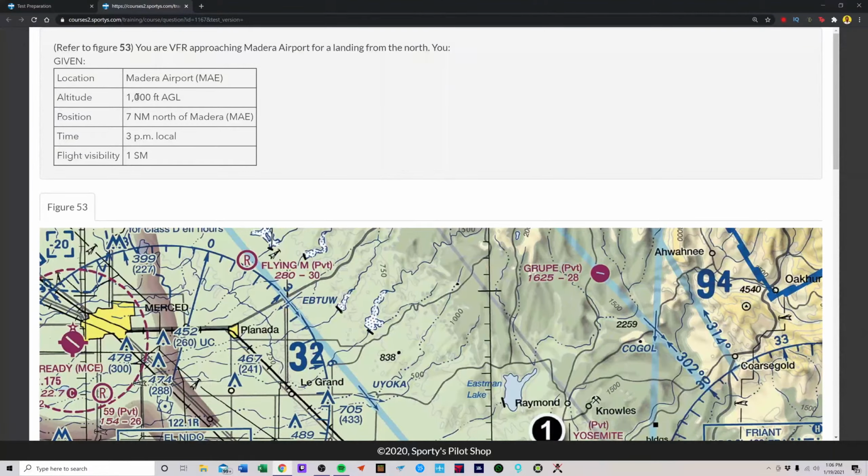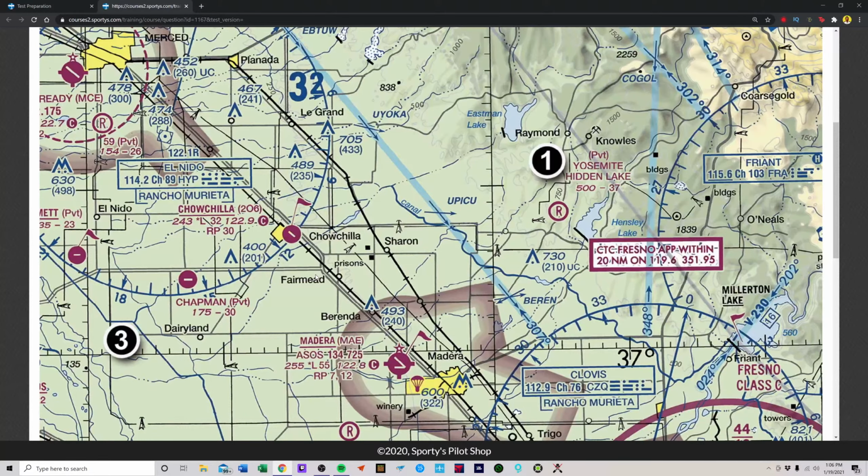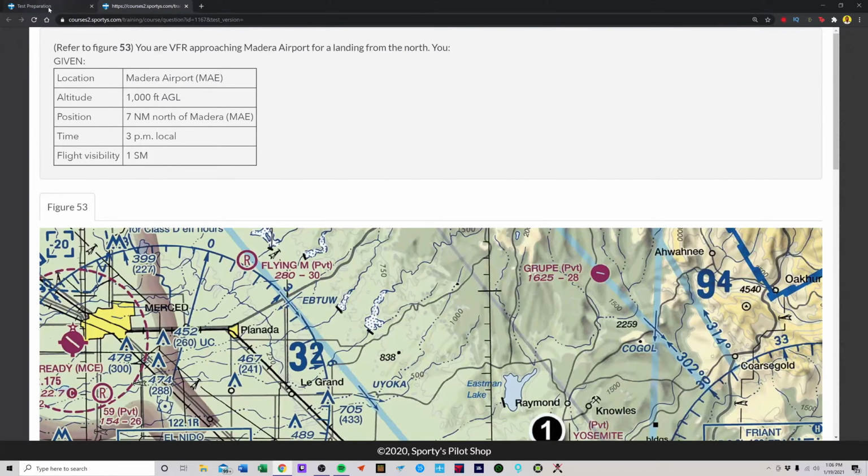Visibility. 1,000 feet AGL, 1,000 feet above the ground. Altitude is... It's right pattern 7 and 1, 2. Altitude is 255 feet at the airport. So 1,000 feet, so you're at 1,255 feet. 1,255. It's class G. So class G is 1,000. Class G is 700. So you're in class E airspace. Alrighty.